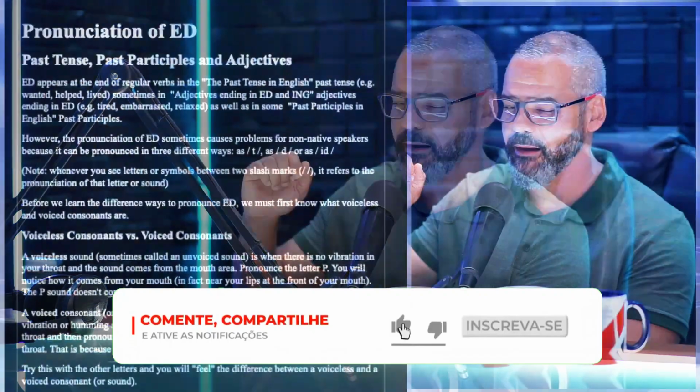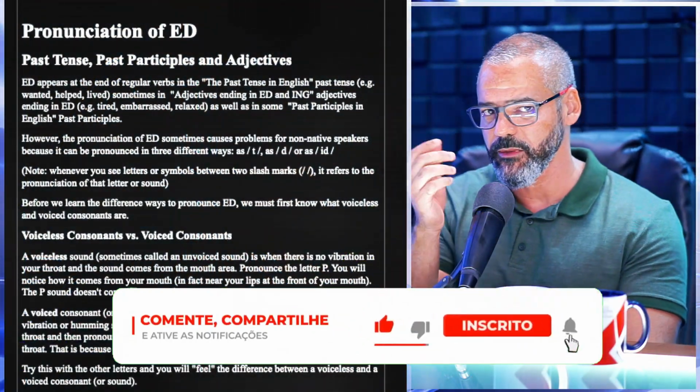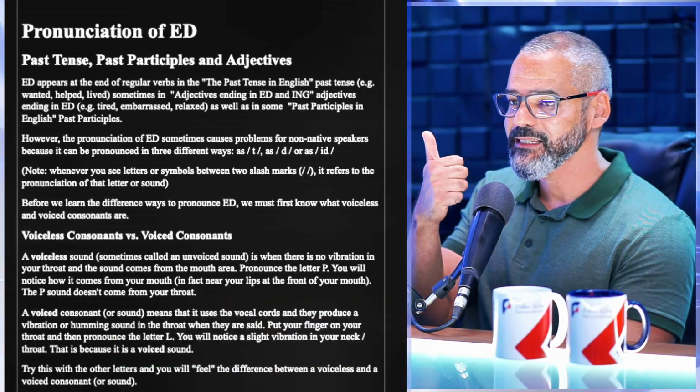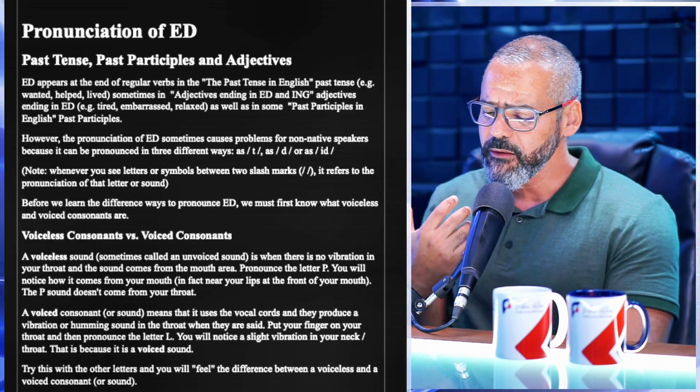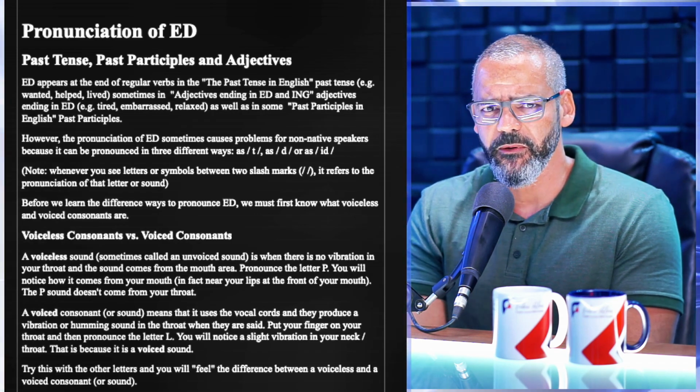I am going to share here on the screen a handout where we can see exactly what I'm talking about. And I'll explain to you what voiceless and voiced sounds are, because you need to understand this. This is very technical. But Fabio, do I really have to know that? Because for me, it's kind of hard to remember the rule.